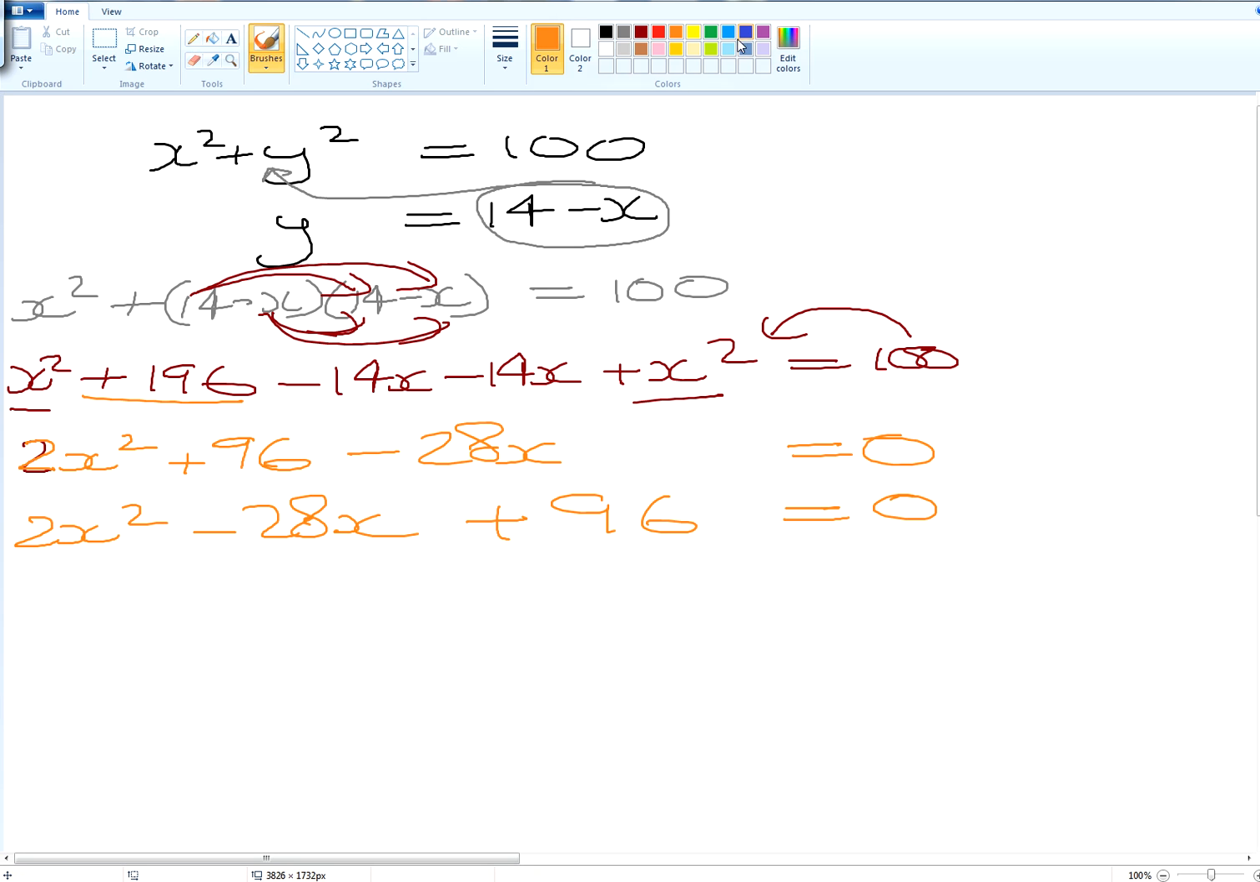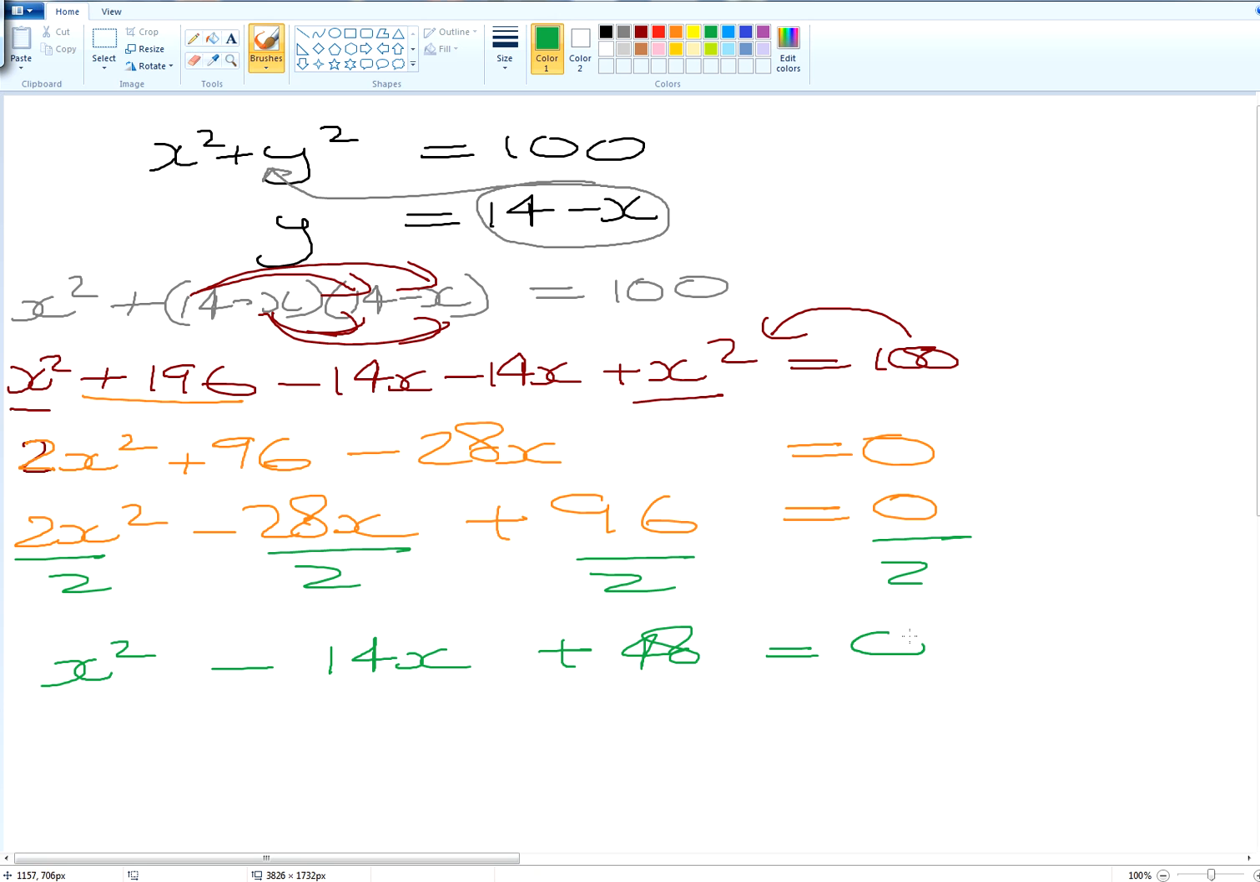So what should we do here now? If we're going to factorize it manually, we could help ourselves by dividing everything by 2. That will give us x squared minus 14x plus 48 equal to nothing. Are we happy with that? Right, now let's factorize it.